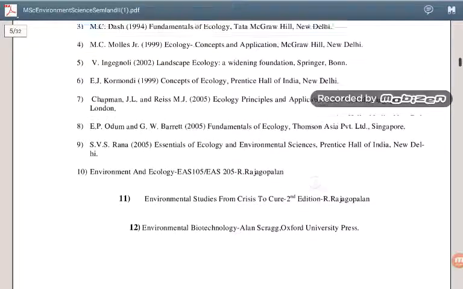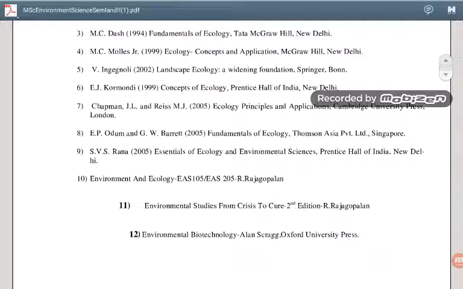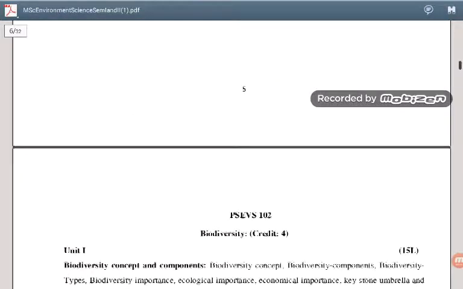So you can refer to Ecology by Verma. Here in the library, 4 copies of that book, Ecology, are available, and you can issue these books and refer to the notes.